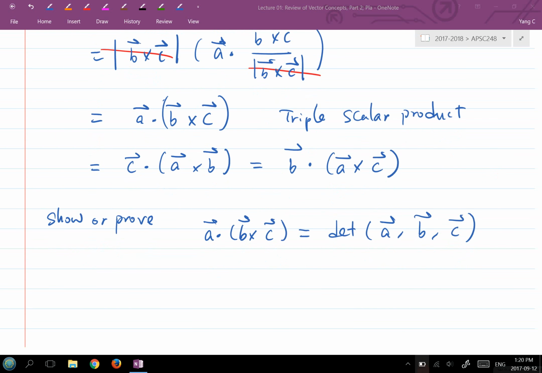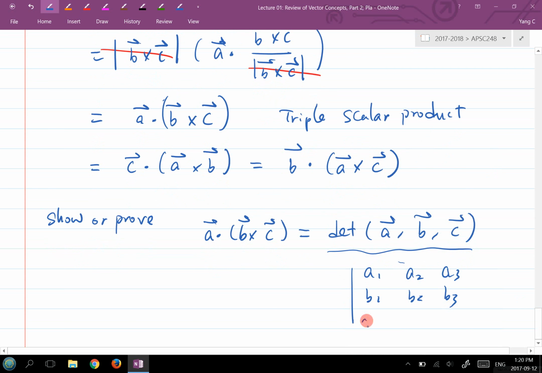If you think about the previous example, this quantity essentially means A1, A2, A3, B1, B2, B3, C1, C2, C3. So that's the determinant. How can you show the left side is the same as the right side? It's quite simple. Calculate the determinant for the right side. For the left side, do the cross product and then the dot product, and you'll see the left and right end up the same thing.